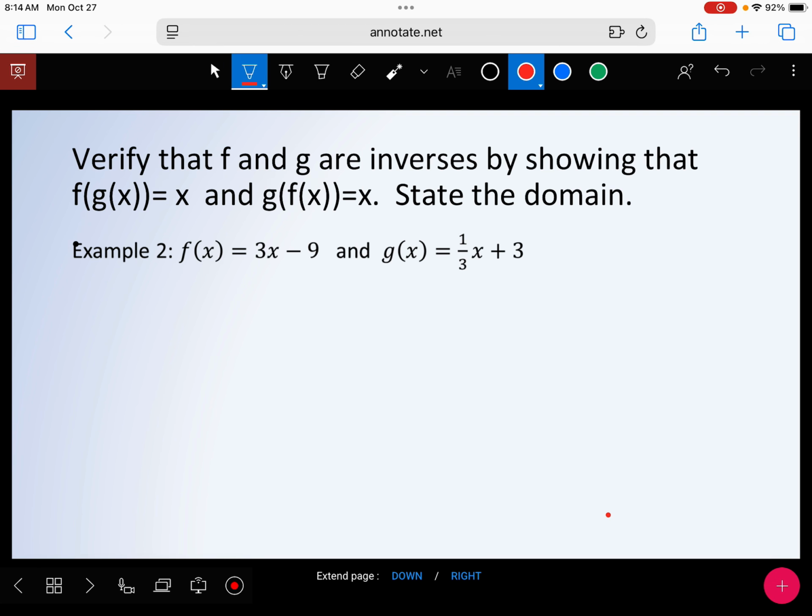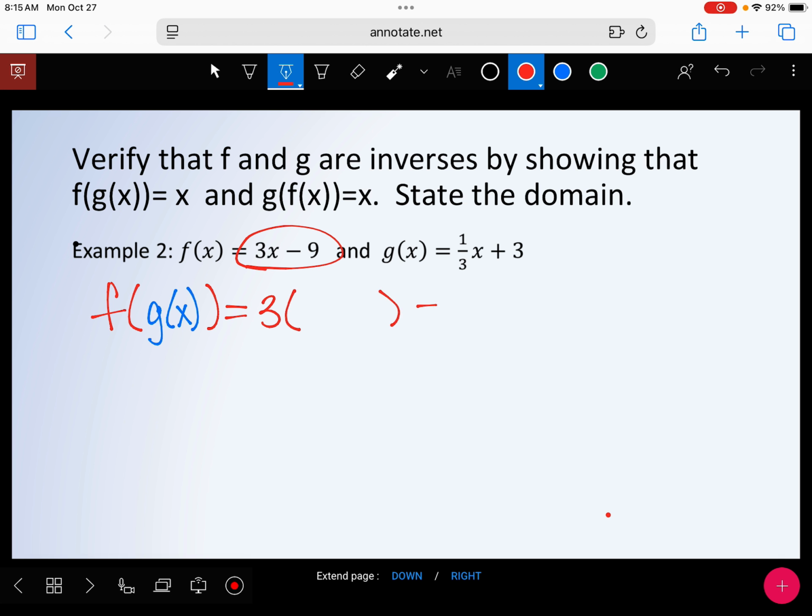So we're going to do f, and then I'm going to do the g of x. I'm going to go ahead and put g of x on the inside. So that means I'm taking my f function, which is 3x minus 9, and the x that I'm going to put inside of there is g. So I'm going to put this inside of the parentheses.